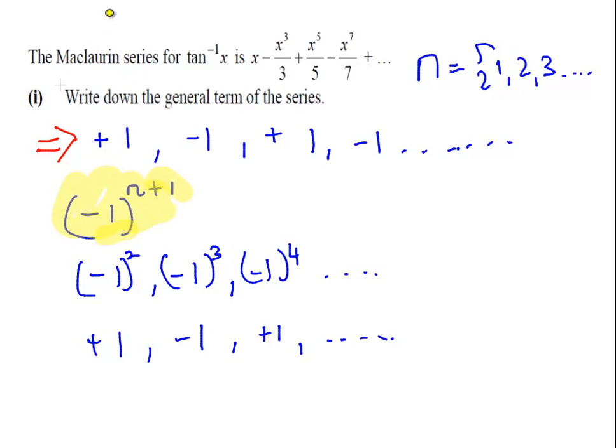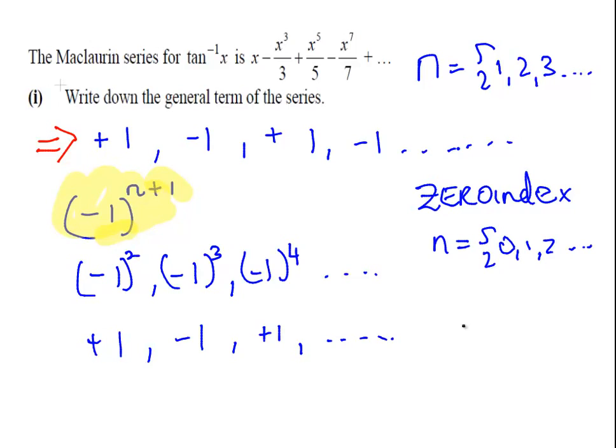Just a remark, I'm not going to do it out, but if it was a case of 0 indexing, as in n equals 0, 1, 2, and so on, minus 1 to the power of n would be fine, because the first term there is 0, so minus 1 to the power of 0 gives you 1. Okay, so that's just a by the by remark.